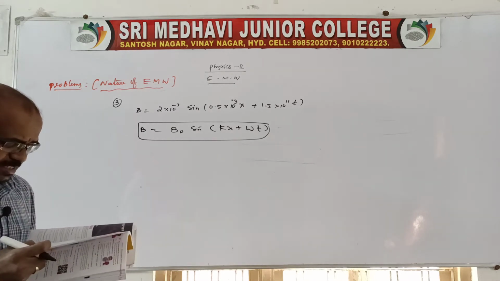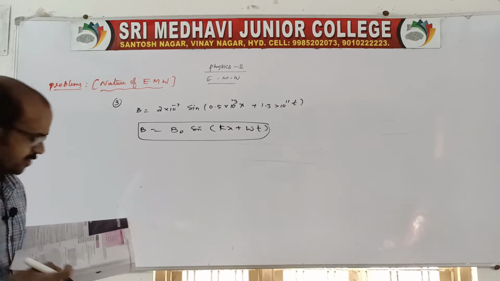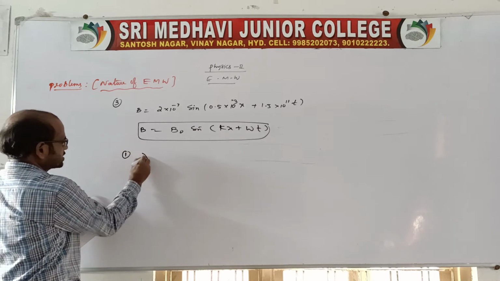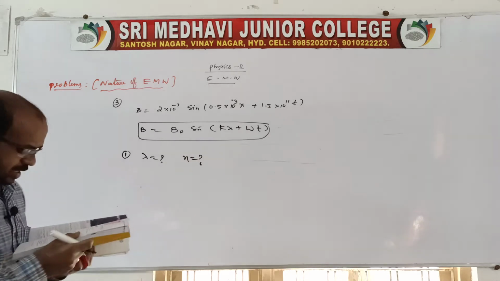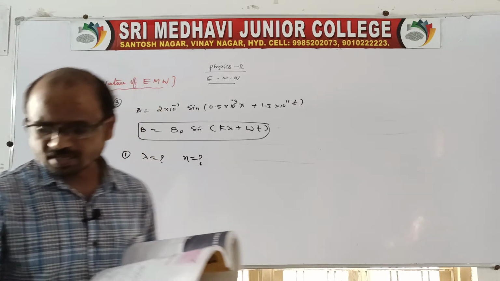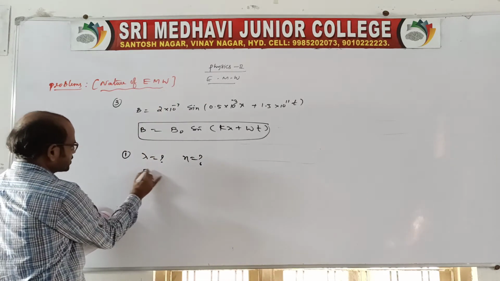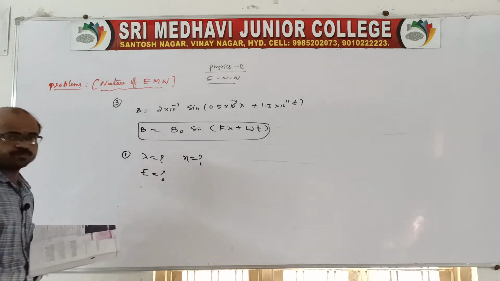Now what is asked? What is the wavelength and the frequency of the wave? The first one asks for the wavelength, the second one asks for the frequency, and we must also write an expression for the electric field vector.